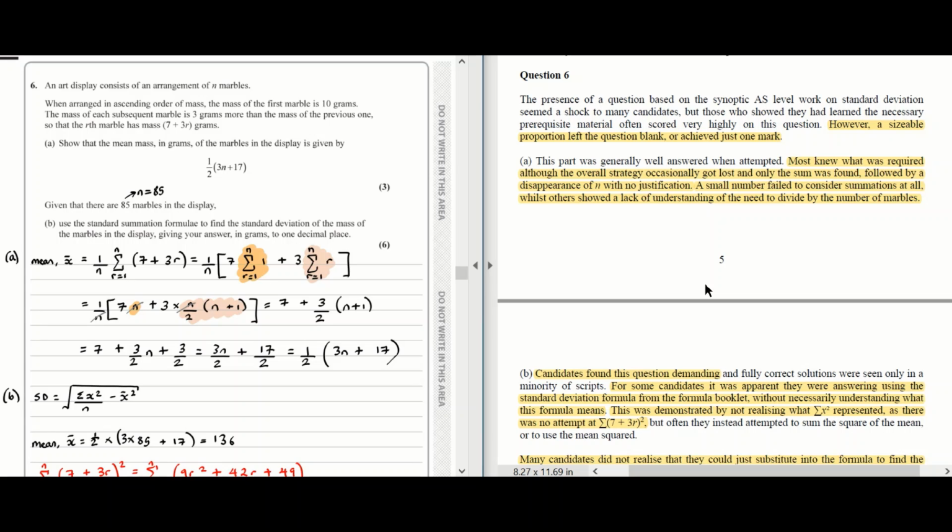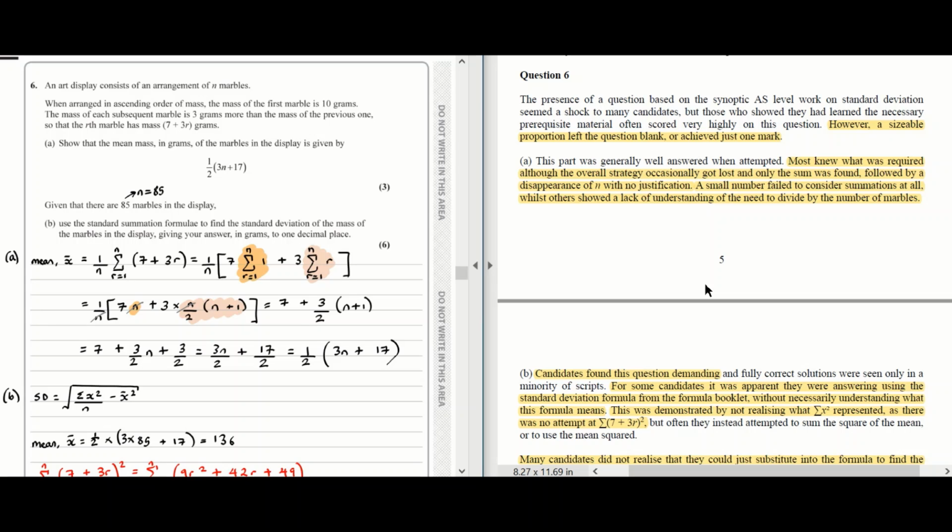Question 6 was concerning summation formulas and means. For you to do this paper, you have to know your AS level stats pretty well. And this is what's meant in this examiner's report. Make sure that you know your regular A-level maths pretty well before you do this paper, because a lot of these questions are based upon your regular A-level maths.